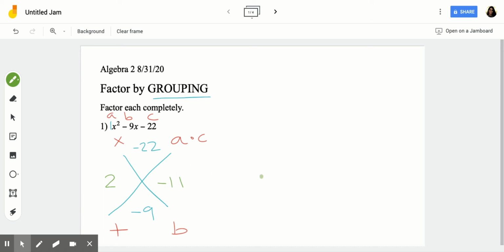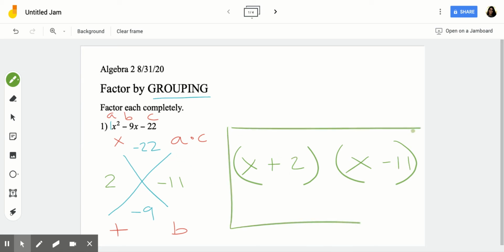Okay, I don't want you to do factor by grouping. I want you to go straight to the parentheses and put an X and put an X. Put a plus 2 and a minus 11 and you're done. This is the entire answer. How come I didn't have to do grouping? Because A is 1. When A equals 1, it's simple and easy. Okay, and we talked about that in class.